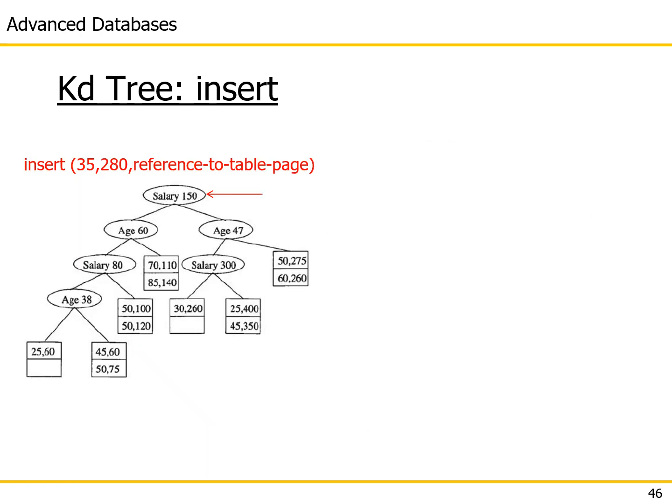Let's work out an insert in order to understand how this is really built. So I'm inserting here age 35 and salary 280. Now, I start with the root, which is for salary. 280 is greater than 150, so I go to the right. Now I'm working at the age, and what I'm interested in inserting is age 35, and this is telling me age 47, so I go to the left. Now I'm working again with salary, and I'm looking to insert salary 280, and my salary is 300, so I go to the left.